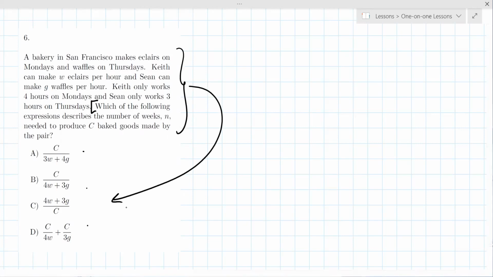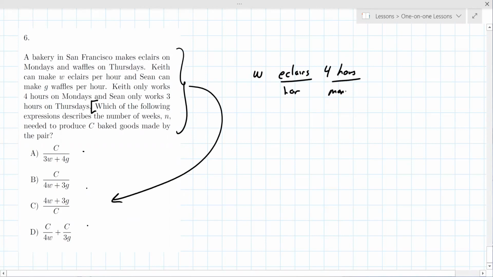It says a bakery in San Francisco makes eclairs on Mondays and waffles on Thursdays. Keith can make W eclairs per hour, but he only works 4 hours on Monday. Sean only works 3 hours on Thursdays, but he makes G waffles per hour. And it's implied, but this is for a particular work week.